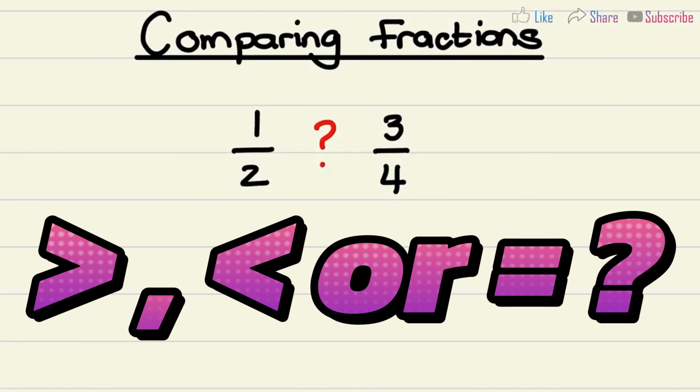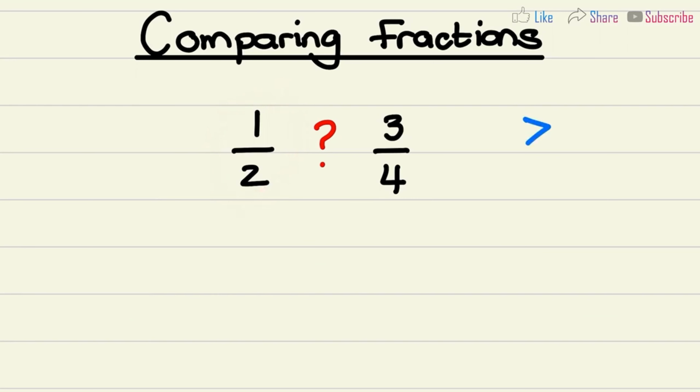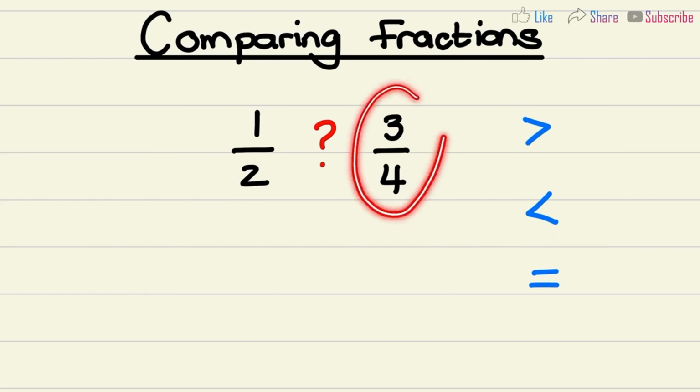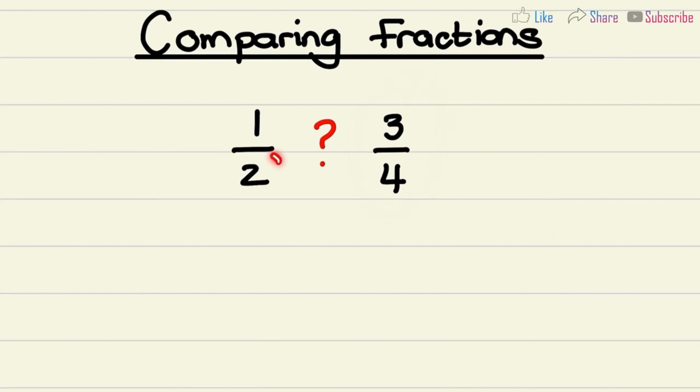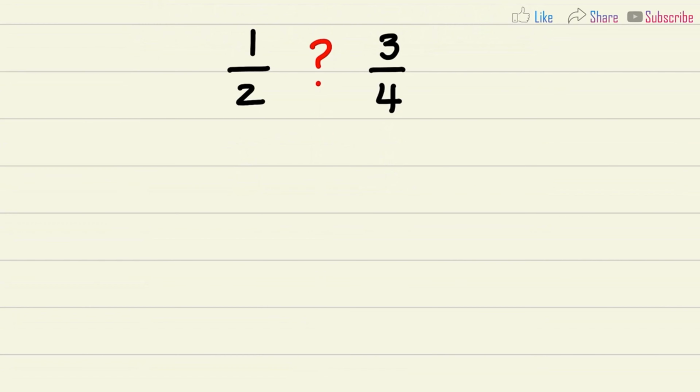When we compare fractions, we want to figure out if a half is bigger than, smaller than, or equal to 3/4. So when we compare fractions, the denominators have to be equal to each other. So we can find the lowest common denominator. So we can either rewrite a half or rewrite 3/4.